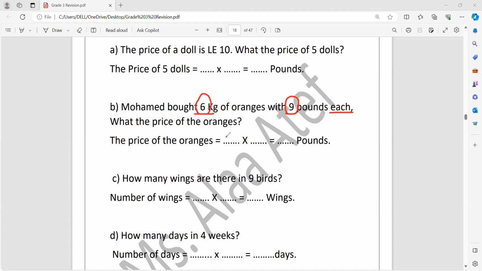So we are going to make 6 times 9 or 9 times 6. Can you get the product? Yes, sure. 6 times 9 equals 54. So the total price will be 54 pounds.